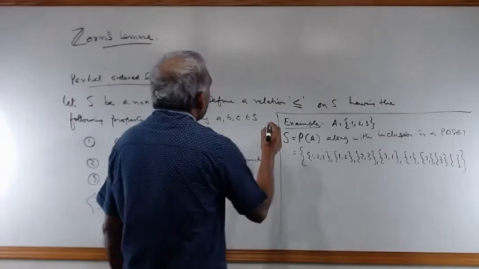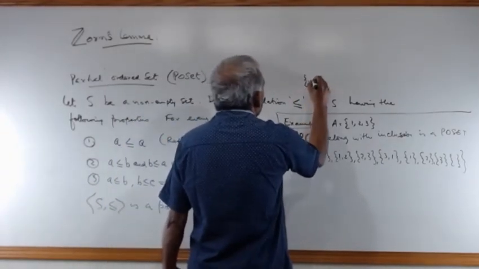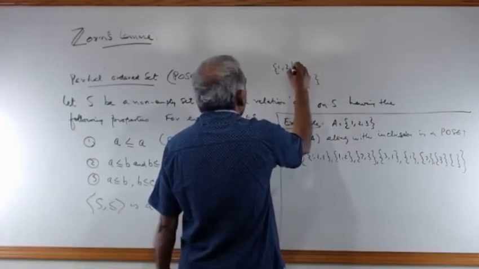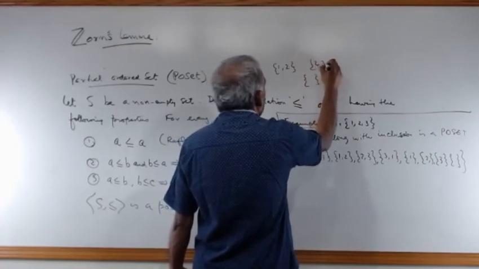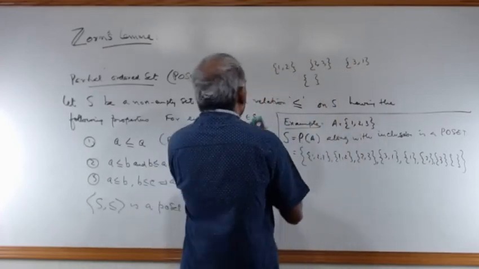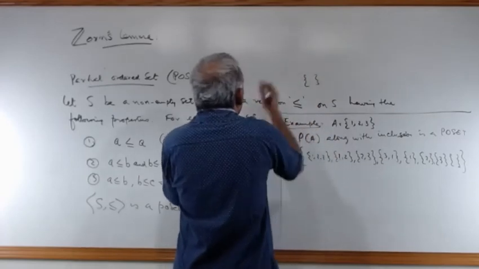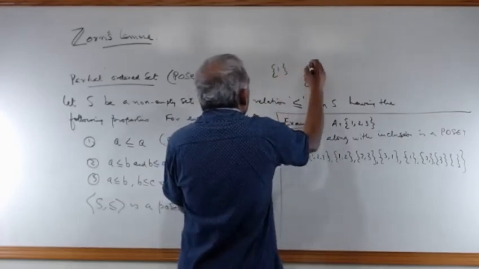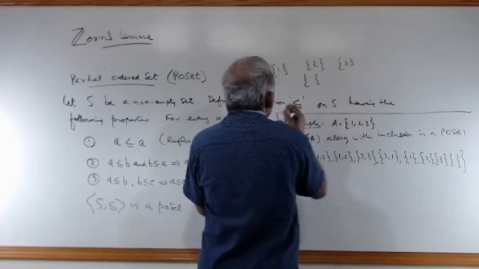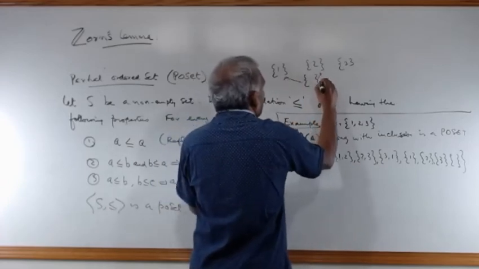So if you draw the diagram, the empty set is on the bottom, then you will have {1}, {2}, {3}. In between you have {1,2}, {2,3}, {3,1}. So this is a subset of this, so it's related here. This is a subset of this, related here, and this is a subset of this.